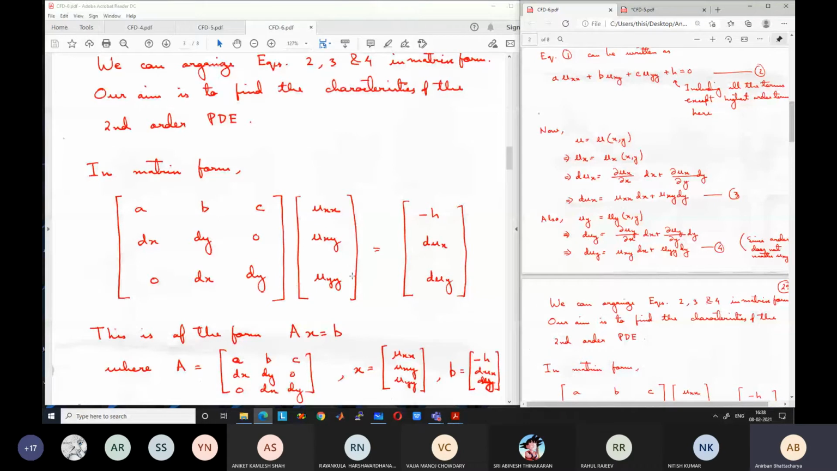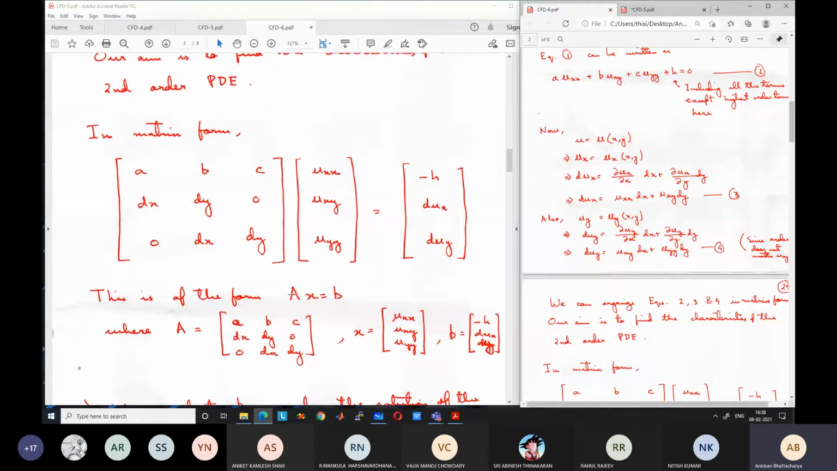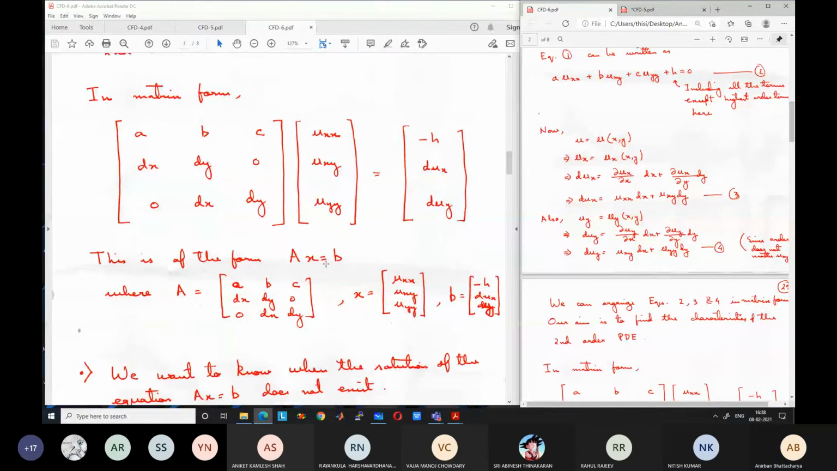Where A is the coefficient matrix: A, B, C; dx, dy, 0; and 0, dx, dy. X is the unknown: uxx, uxy, and uyy, and B is a vector containing the other variables, the known values. At this point we don't know the values, but we are assuming that these are known values. So Ax equal to B. In this form, we have written it. I've already described what A, X, and B are.